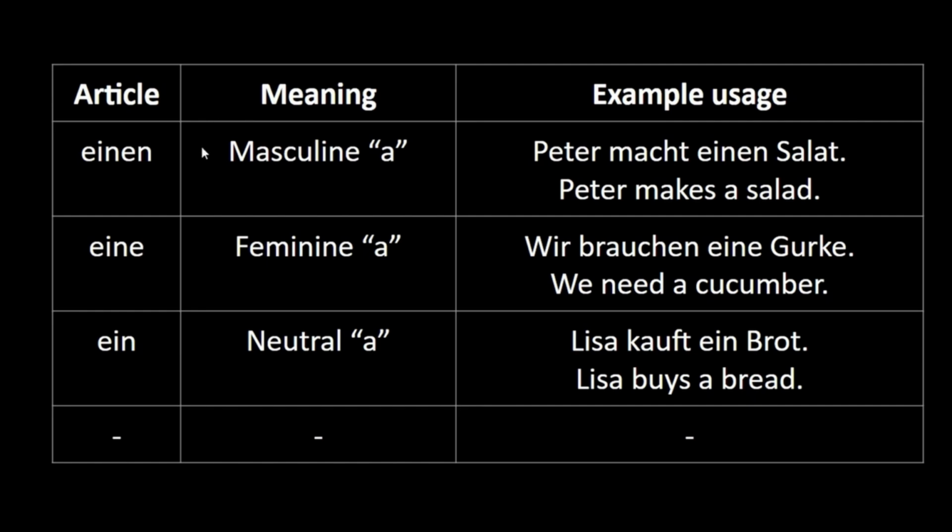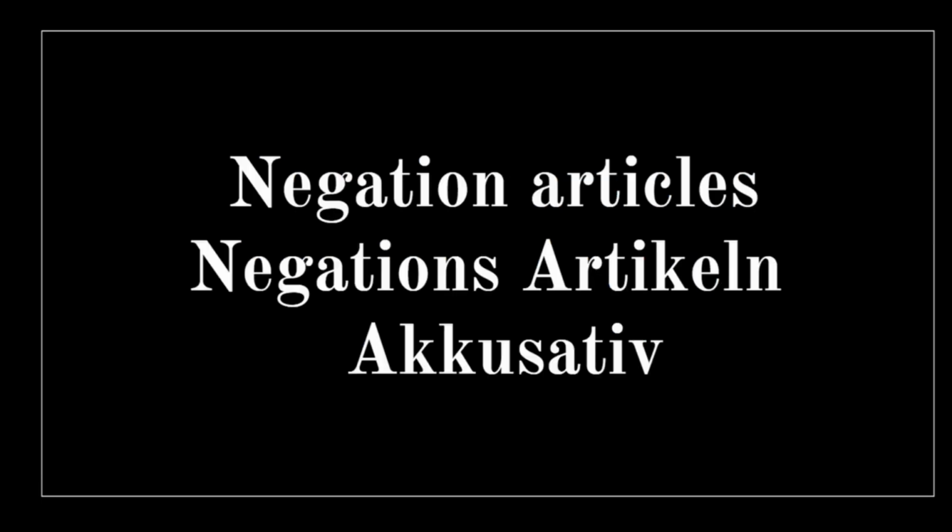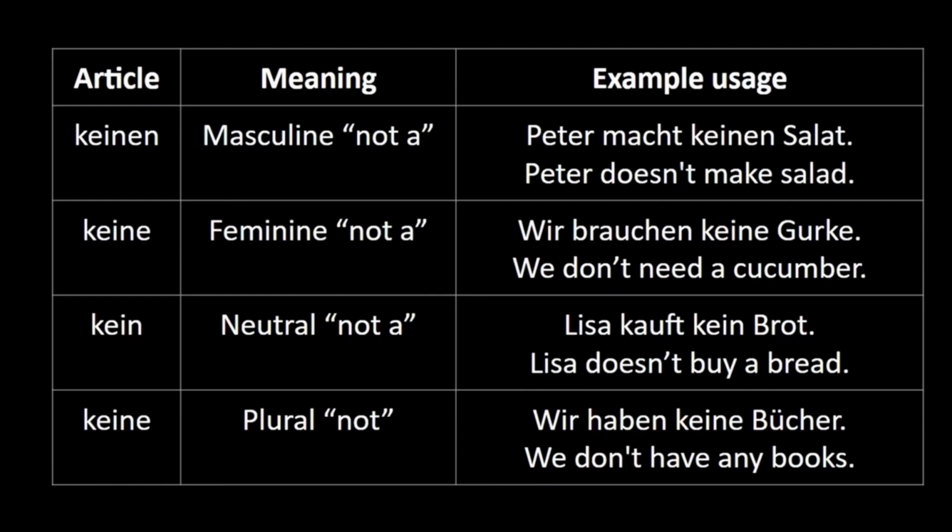So if I have to remember the unbestimmt article, that is the indefinite articles, I remember it with the rhythm einen, eine, ein. Einen, eine, ein. Now the Negationsartikel. Keinen means masculine not a. For example, Peter macht keinen Salat. Peter doesn't make salad.